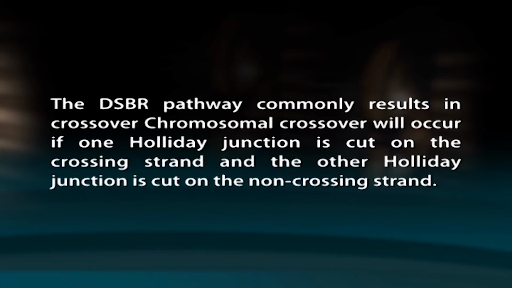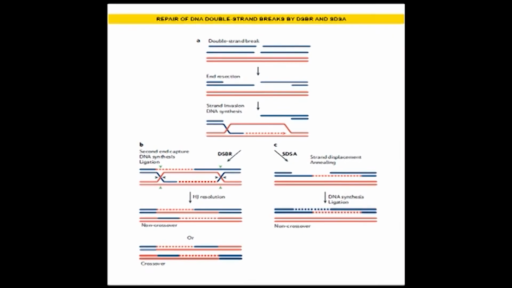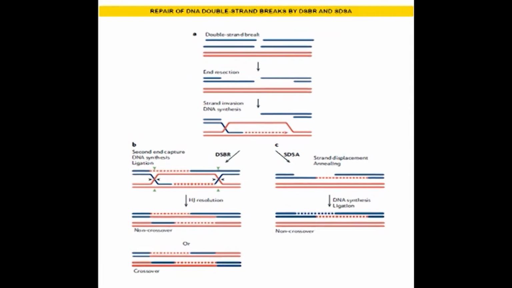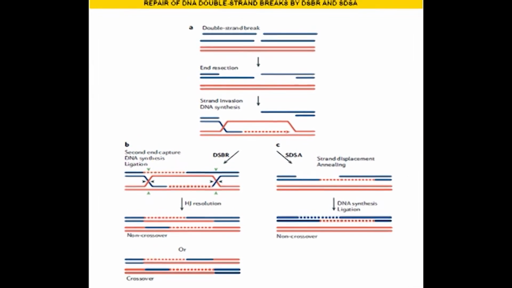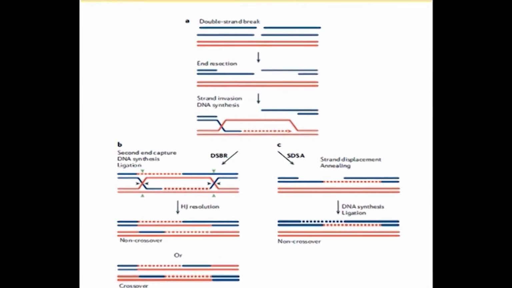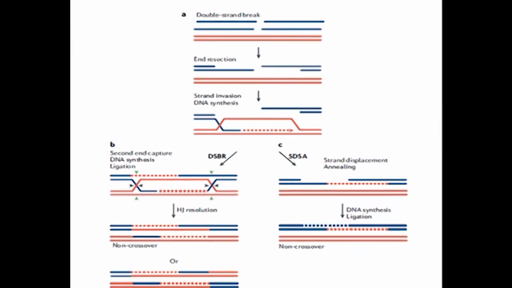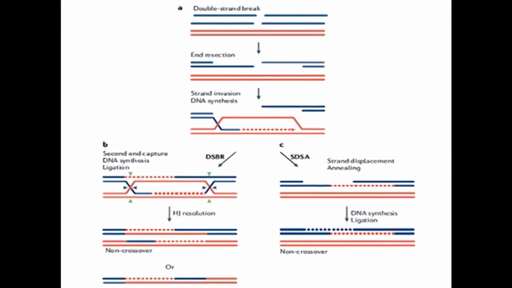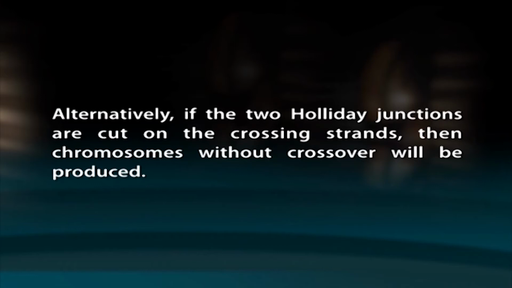Chromosomal crossover will occur if one Holliday junction is cut on the crossing strand and the other Holliday junction is cut on the non-crossing strand. This can be seen in the figure along the horizontal purple arrowheads at one Holliday junction and along the vertical orange arrowheads at the other Holliday junction. Alternatively, if the two Holliday junctions are cut on the crossing strands, then chromosomes without crossovers will be produced.